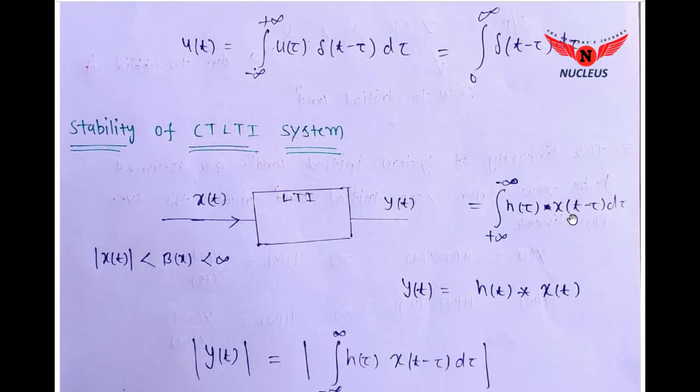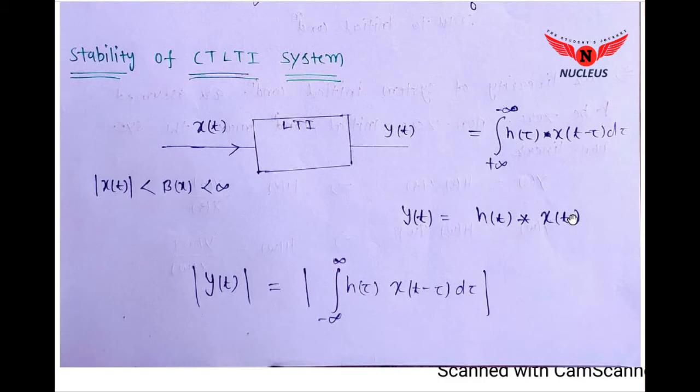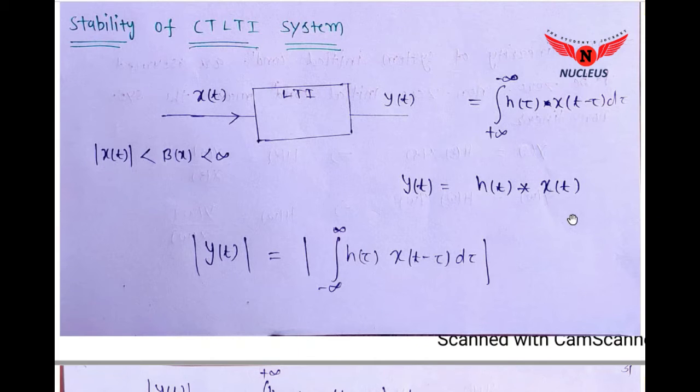Now we will discuss the stability of a continuous time LTI system. In the next video we will discuss the discrete time LTI system. Here x(t) is our input, the LTI system has impulse response h(t), and y(t) is our output. Let's take x(t) as a bounded function, where the value of |x(t)| is less than B_x, which is less than infinity. You can write y(t) as the integration from minus infinity to plus infinity of h(tau) x(t minus tau) d tau.